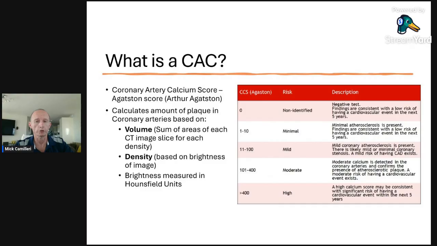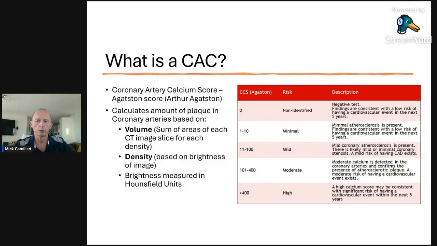It's still a really good position, but don't be naive enough to think, well, I've got a 0, I don't have to worry about anything, I can keep doing what I'm doing. Understanding that a 0 isn't a negative, it just means it's nothing identified. 1 to 10 is minimal. That's still a pretty good space to be, depending on your age group. If you're in your 30s and you've got a 1 to 10, that's not good. If you're in your 80s and you're 1 to 10, that's really good.